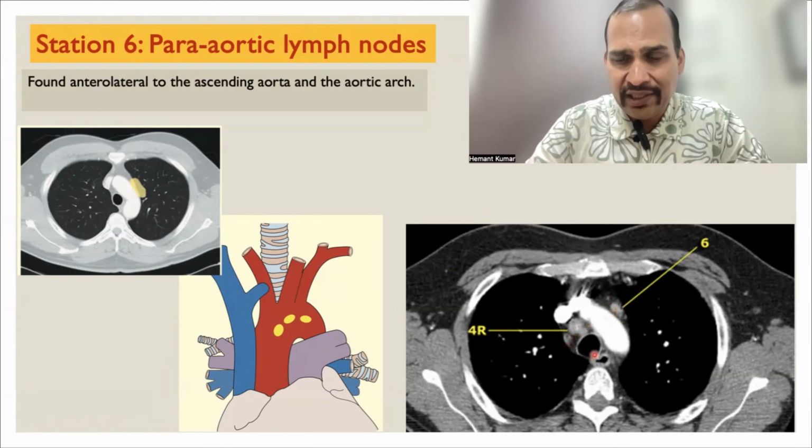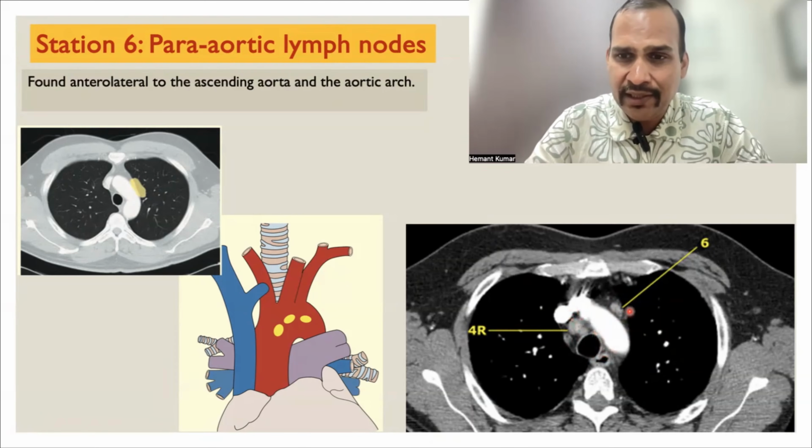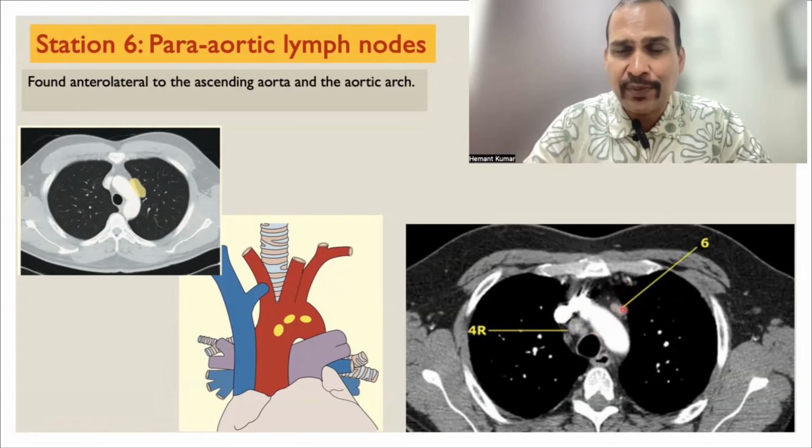Okay, so this is the trachea. Here is 4R because lower paratracheal. Any lymph node if you find here, just left to the trachea, this would be 4L. Okay, 4R, 4L, and this is lymph node station 6, para-aortic lymph node.